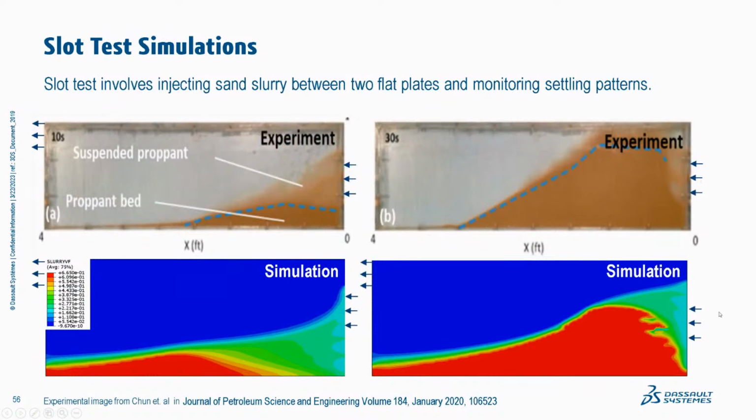So by these kinds of comparisons, we have a fully calibrated model for the settling velocity for a given proppant type, and we can use that model to predict the settling behavior under different injection scenarios.